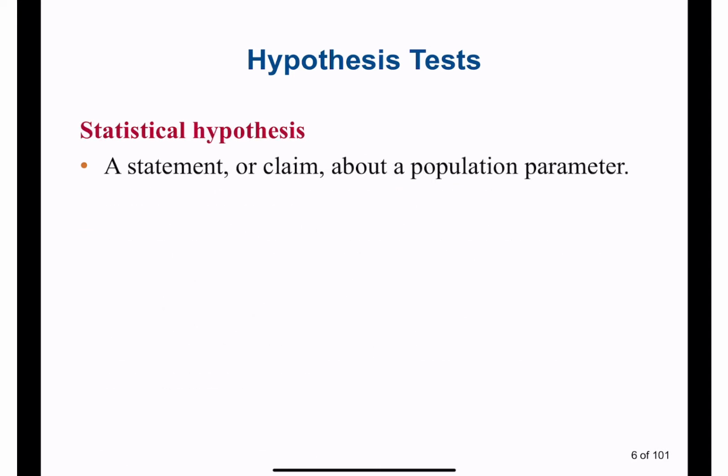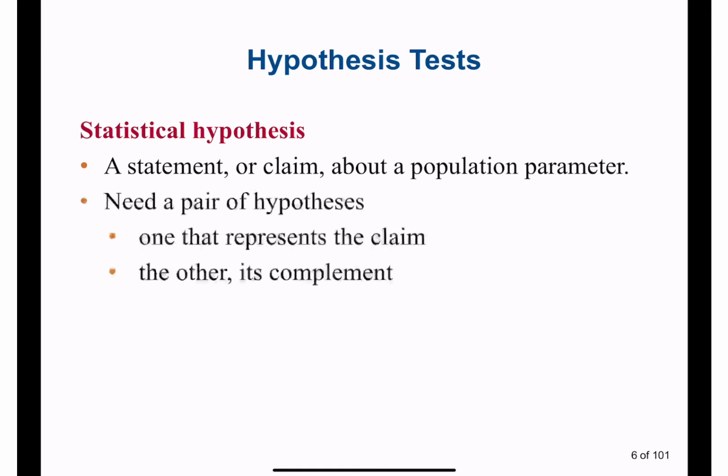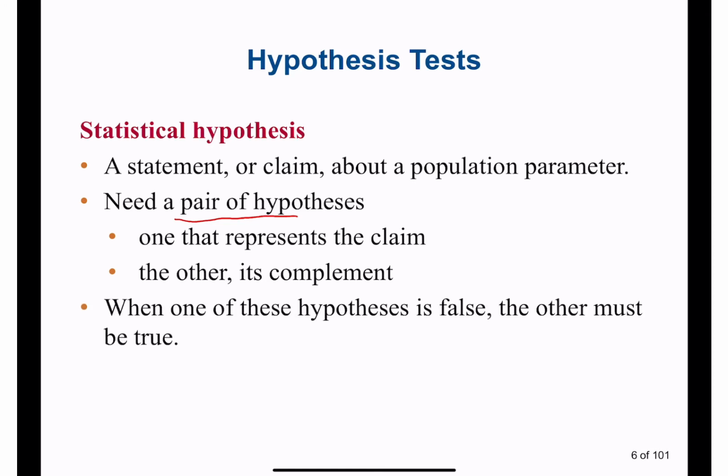A statistical hypothesis is a statement about a population parameter. The main parameter we are going to test here is the population mean. Like we said, we need a pair of hypotheses. One is going to represent the claim, the other one is going to represent its complement. Nothing new, you already heard this. When one is false, the other one is true. When one is true, the other one is false. It can be either one.